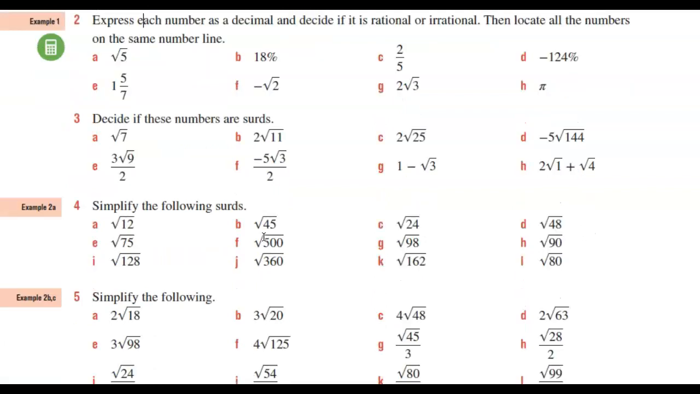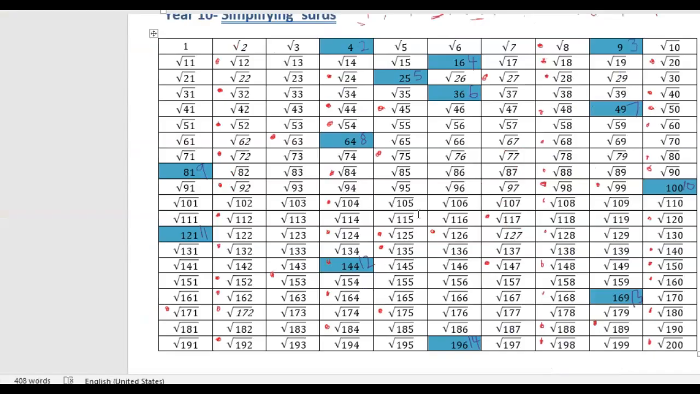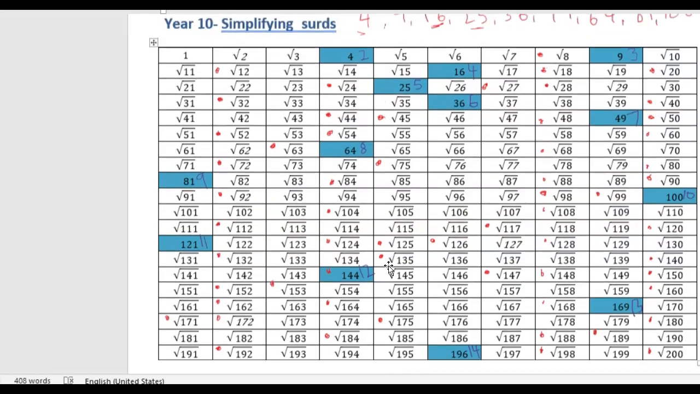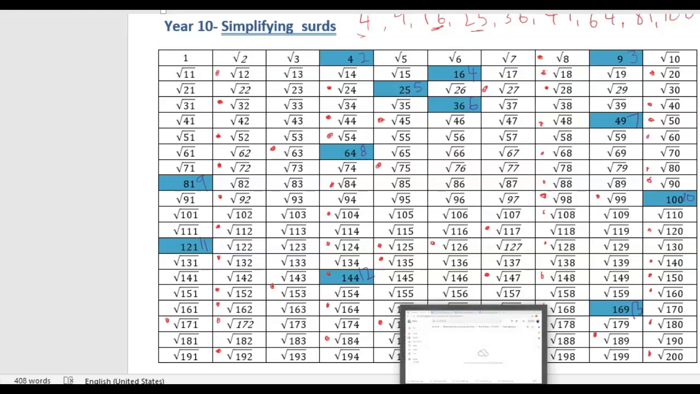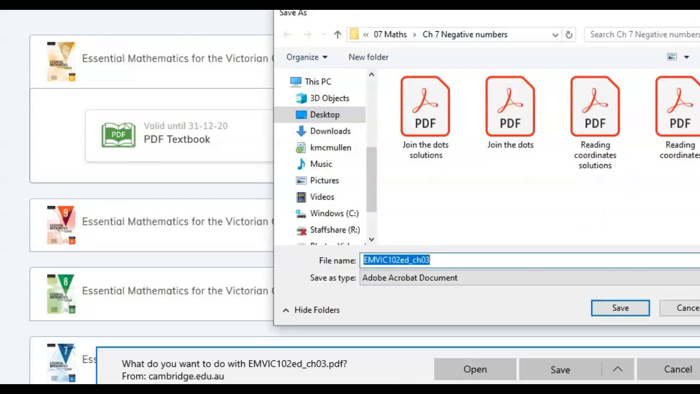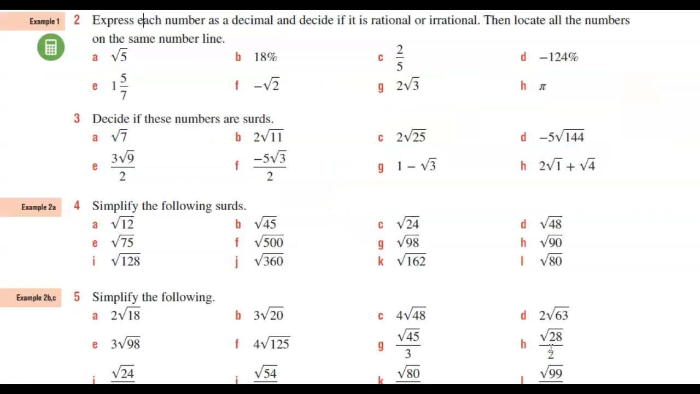Question 3. If you haven't already watched the video I was talking about, probably go ahead and do that first. The video is called Simplifying Surds. Do that before doing question 3. It will help you identify what a surd is. It will also teach you how to simplify a surd.